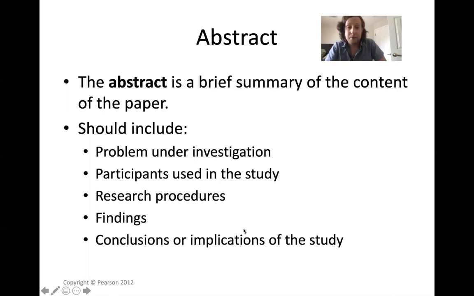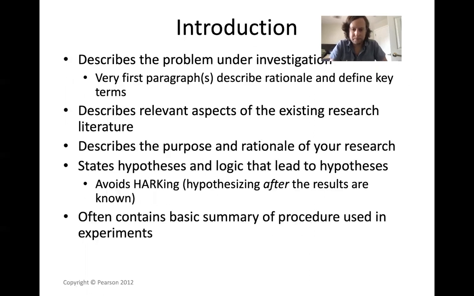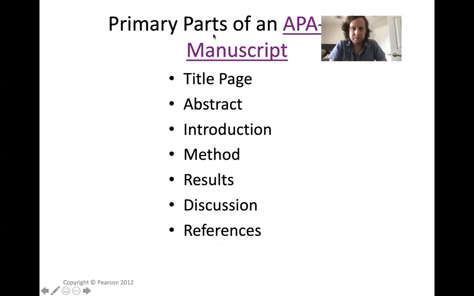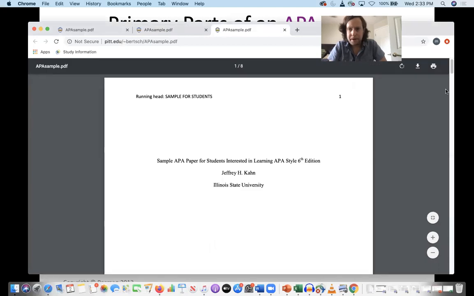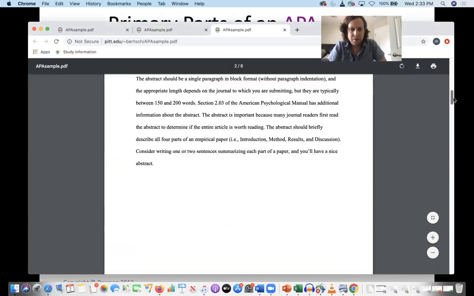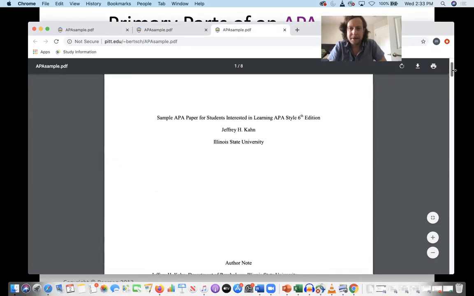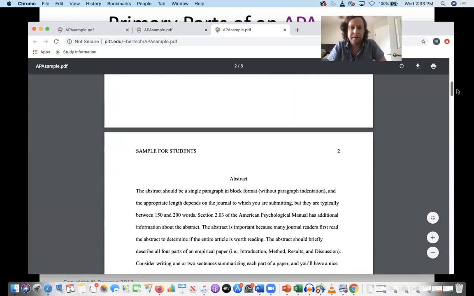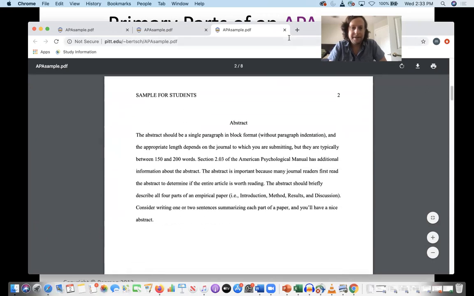When I'm grading these, I will be looking that all of these components do appear in the abstract that your group eventually turns in. The abstract appears on page 2. Page 1 is the title page. Page 2 should be the abstract, and it says the word abstract at the top of it.